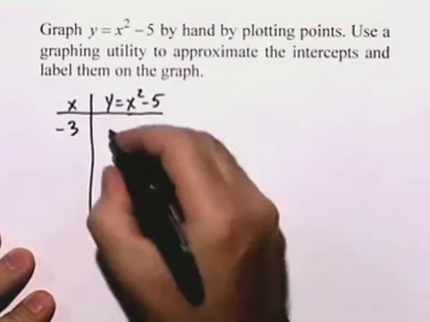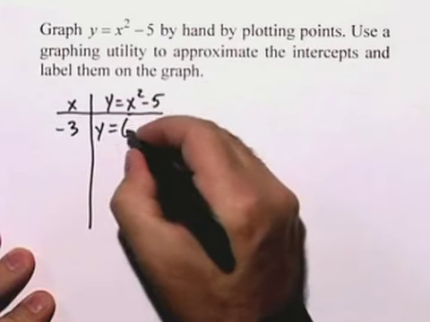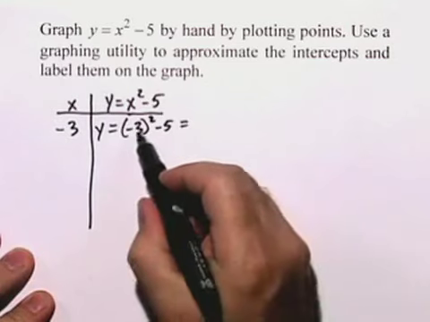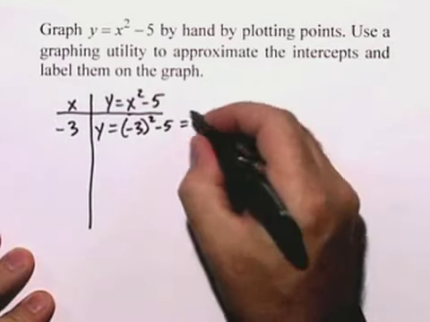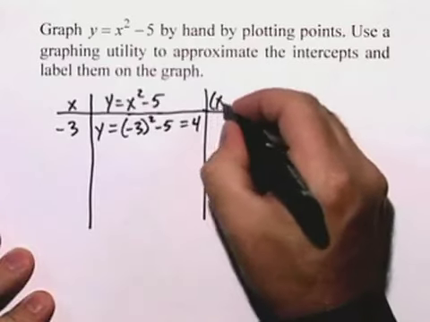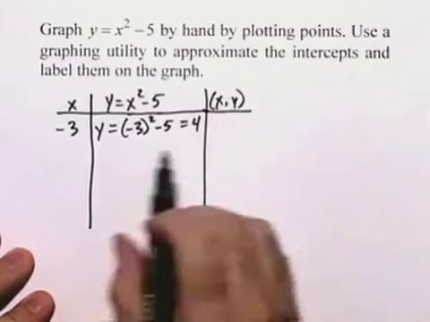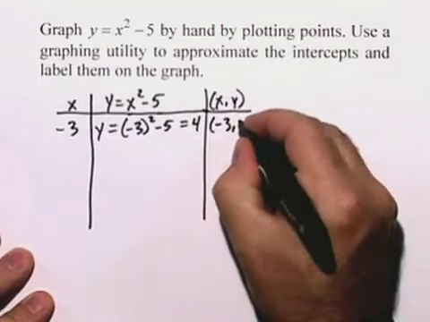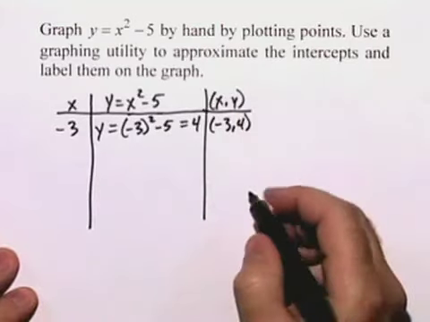If we let x equal -3, we get that y is equal to -3 squared minus 5. -3 squared is 9. 9 minus 5 is 4. If we put the x and y values together, we'll get the ordered pair -3, 4. That will be a point on our graph.